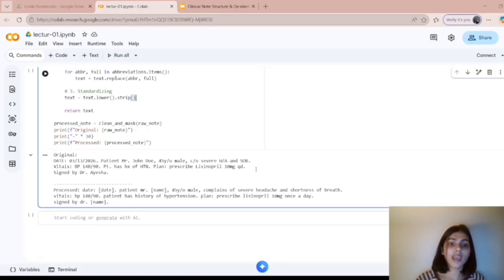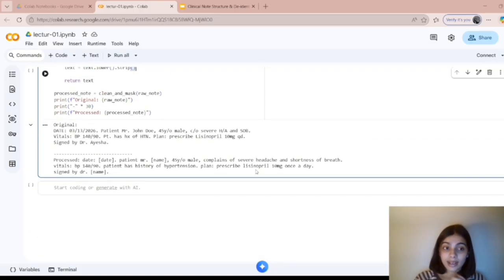We're just going to print it, okay? This is the output we're getting. This is the original data that you had, where we had the date, like 3/13/2026. The patient was Mr. John Doe, a 45-year-old male. He had complaints of severe headache and shortness of breath, and his vitals XYZ.